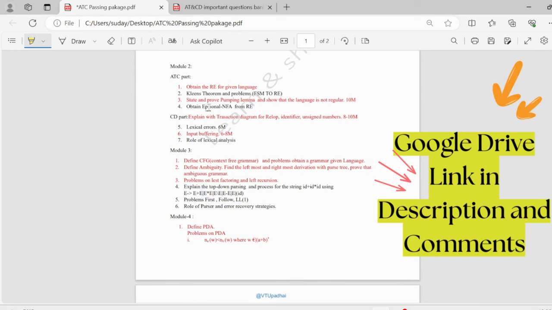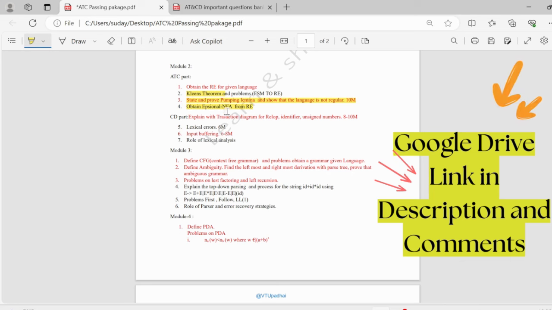Coming to the second module, here we have two theorems. Out of that, one would definitely be asked. It could be the pumping lemma or Kleene's theorem. Out of those two, one would be asked for sure. Then there are problems on obtaining epsilon NFA from a regular expression, so that is also a pretty important question. And problems based on Kleene's theorem could be asked.